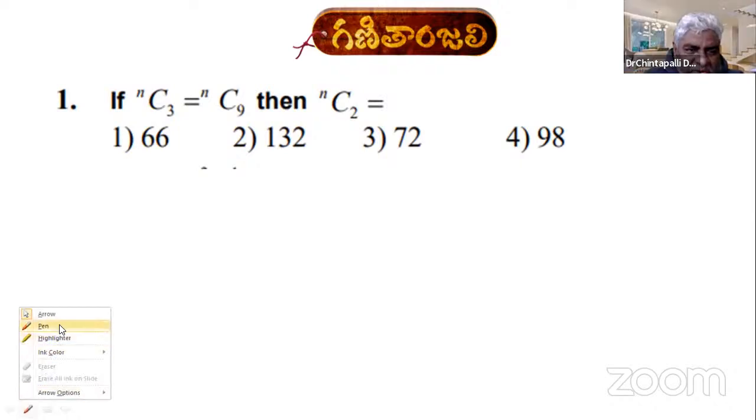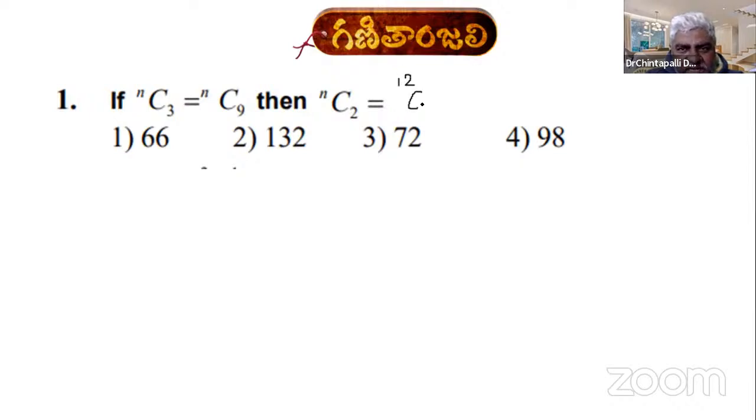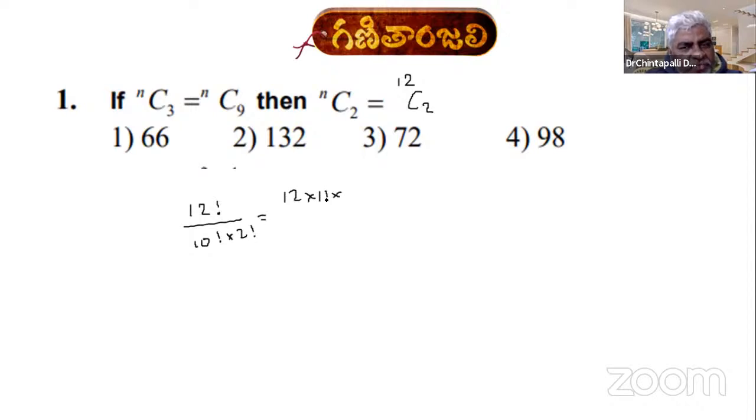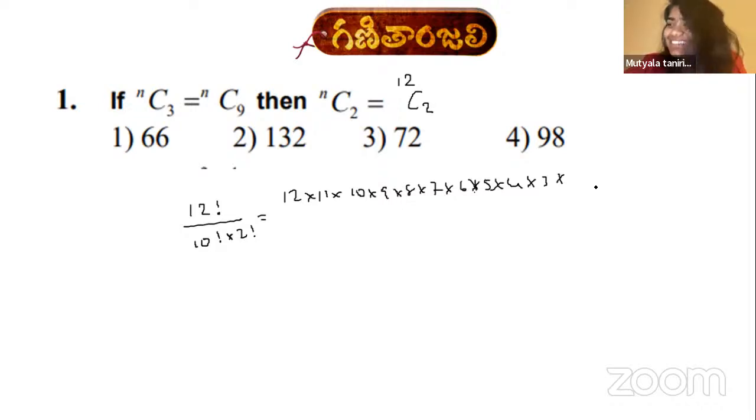I would like to teach you one more easy method to find the value of 12C2. How to find the value of 12C2? It is 12 factorial by 10 factorial times 2 factorial. 12 factorial means 12 into 11 into 10 into 9 into 8 into 7 into 6 into 5 into 4 into 3 into 2 into 1.